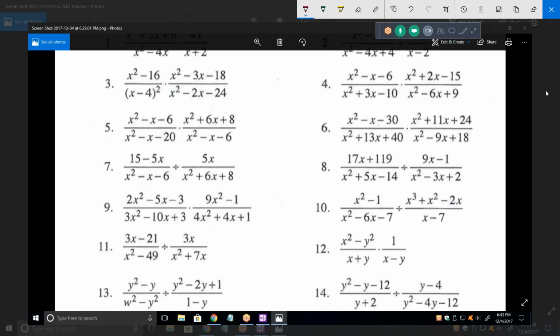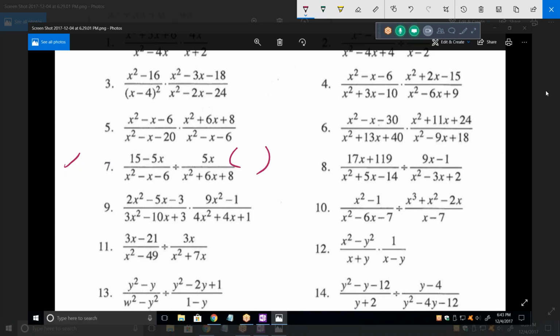Okay, so let's skip some of these, and if we have time, we can come back and pick them up. They're different. Everything up to 6 is the same. 7 is slightly different. Factor 7. Numerator.